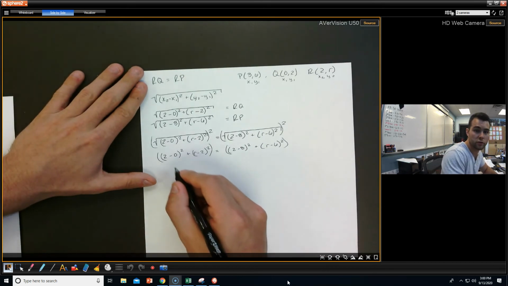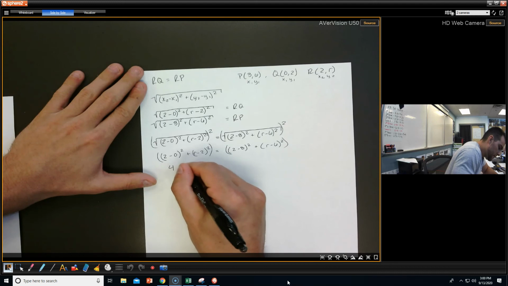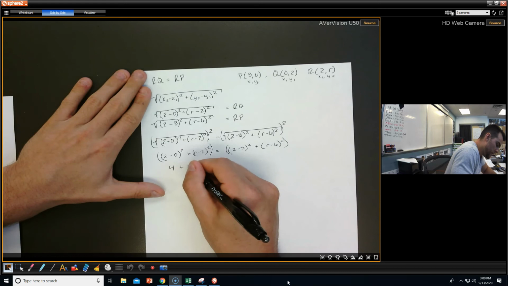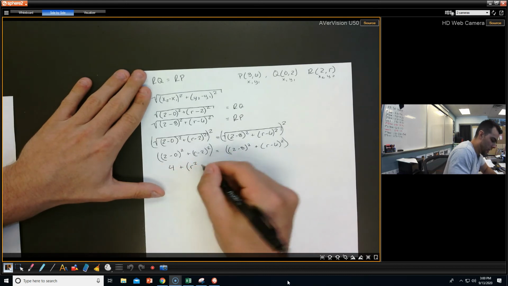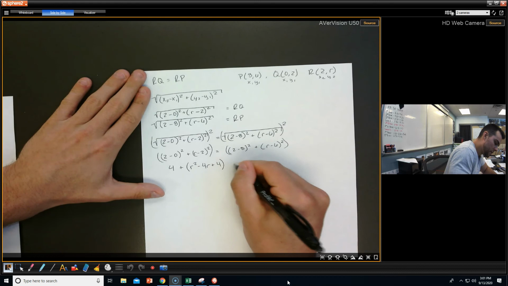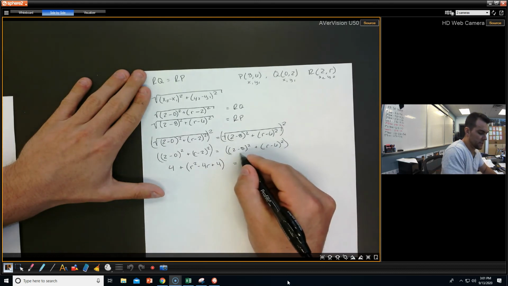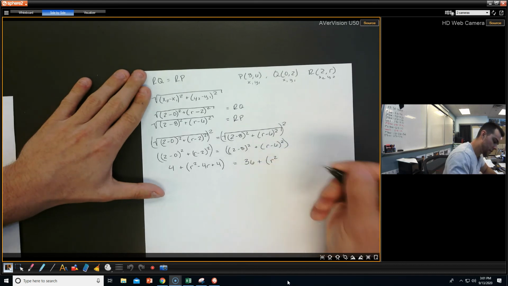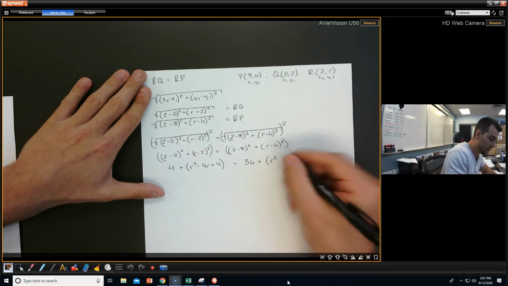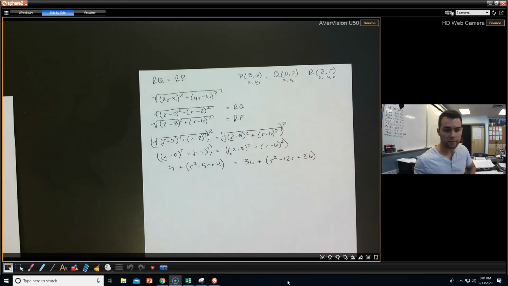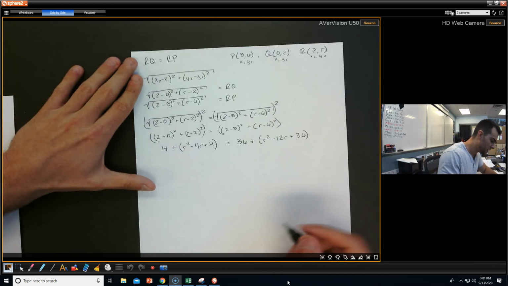So 2 minus 0, 2 squared is 4. Plus, well, now we have (r minus 2) squared. Okay, so that is going to be r squared minus 4r plus 4. Yep. That equals, and that's negative 6 squared, that's 36. Plus, once again, we have r squared, and then we have minus 12r plus 36. Okay, so it's still a process. We're still cooking. We're still going along.